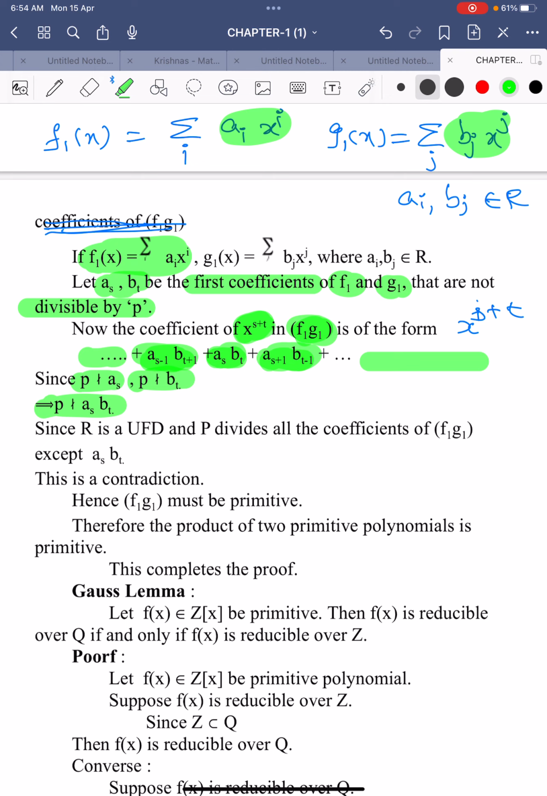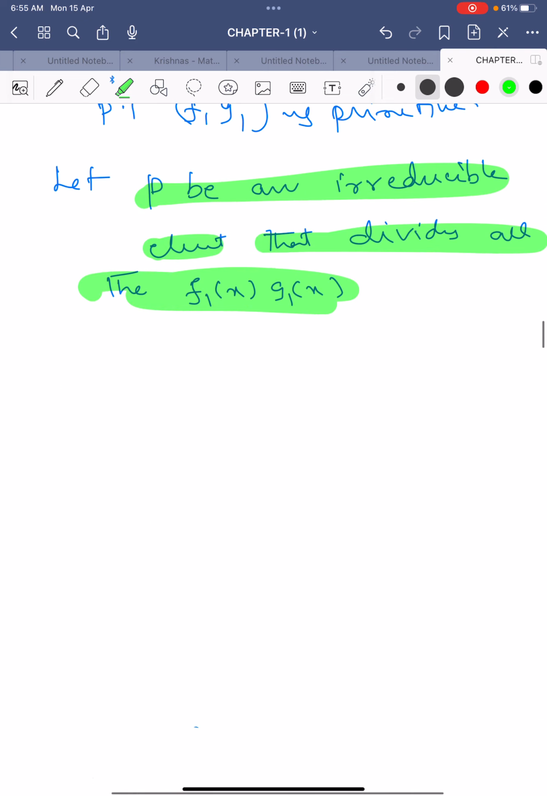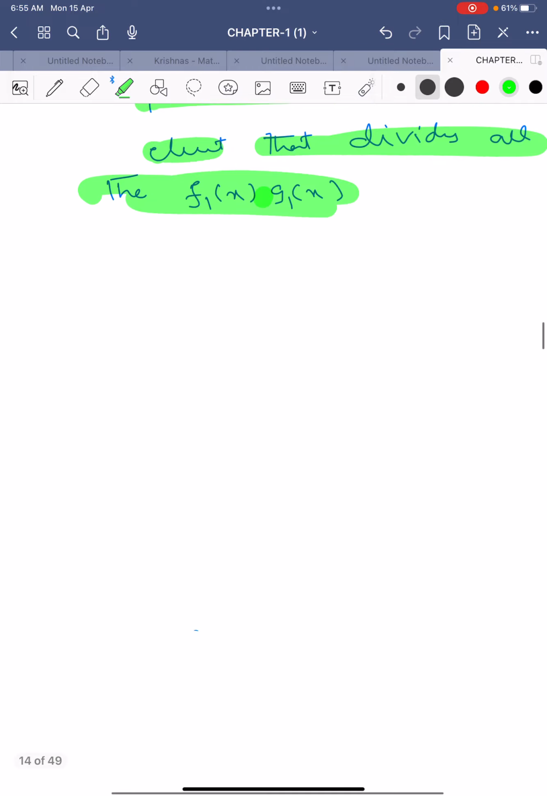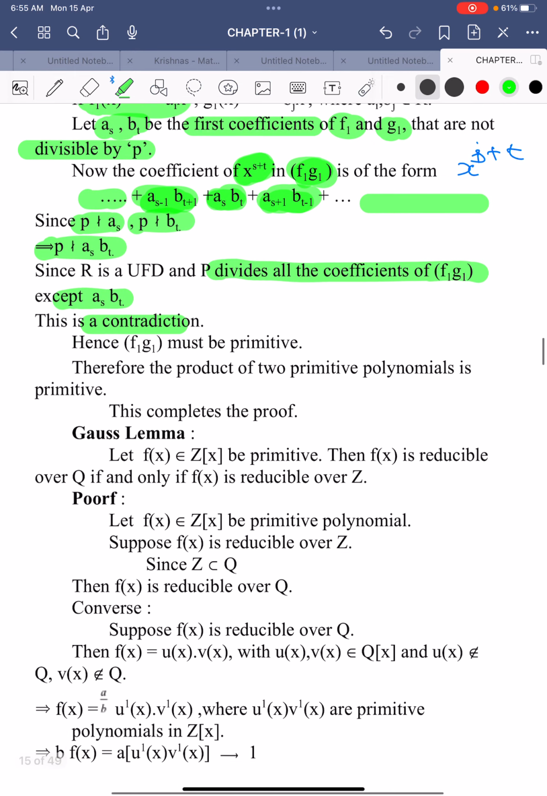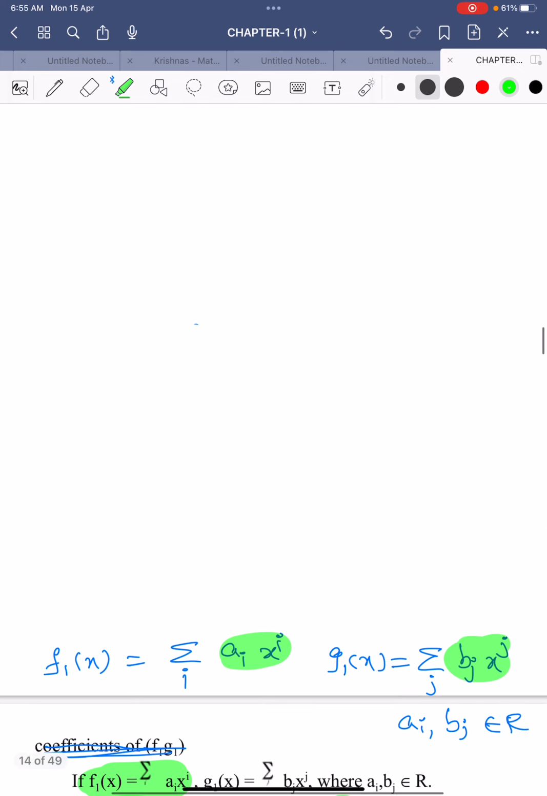But already we said that p divides all the coefficients of f1 g1, this means except as bt. This is a contradiction because we defined that p is the irreducible element that divides all the coefficients of f1 of x into g1 of x. But we get a contradiction here because R is a UFD. So f1 g1 must be primitive. Therefore, the product of these two primitive polynomials is again a primitive polynomial.